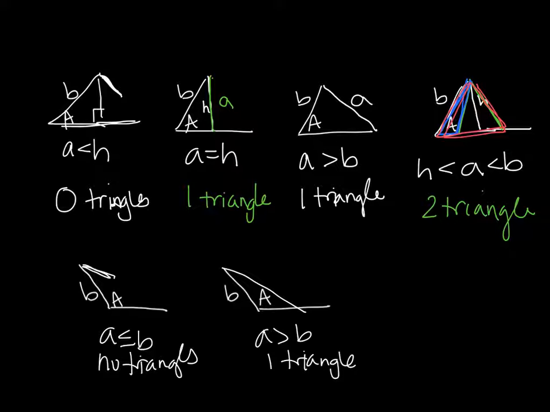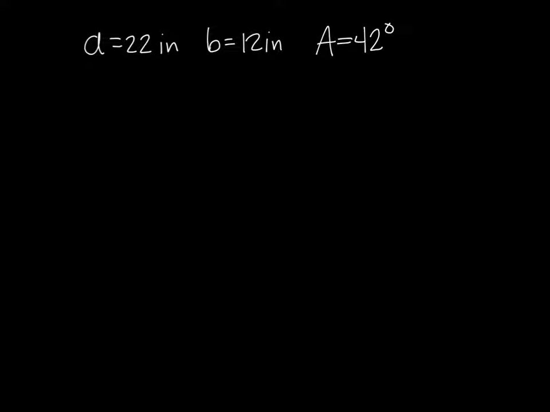So we're going to look at some examples here just to make sure that you understand. I think I have three examples for us to go through, one with one triangle, one with no triangles, and one with two triangles. All right. So here I have a triangle. I've got A is 42 degrees, so that means I'm going to draw an acute angle. I have side B is 12, and side A is 22.